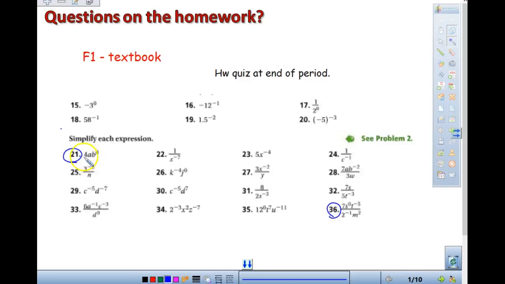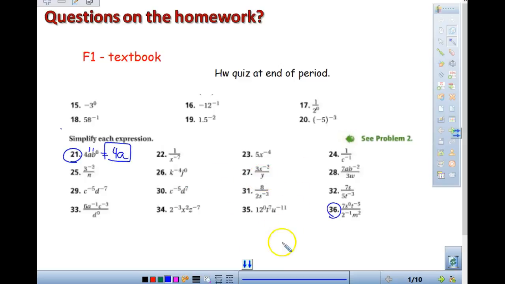So I write down number 21, and I have 4. 4 is to what power if there's no exponent? 1. A is to the first, right? B is to the 0. I am not going to, in simplest form, keep that 4 to the 1, but I know that that's 4 times A times B to the 0 is 1, and I am done. 4A is my answer. Because it's 4A times 1, which is 4A. Okay?